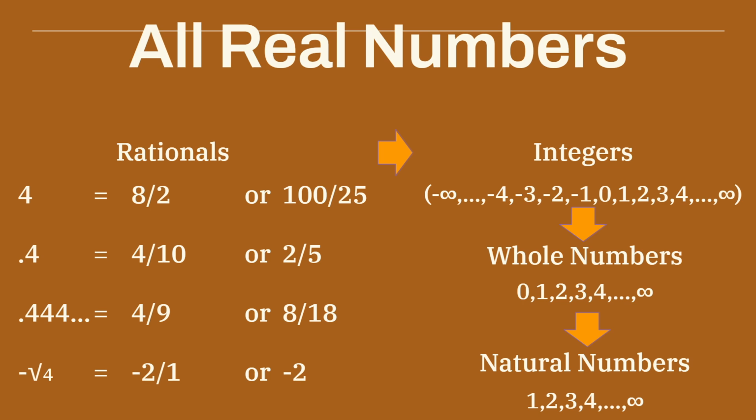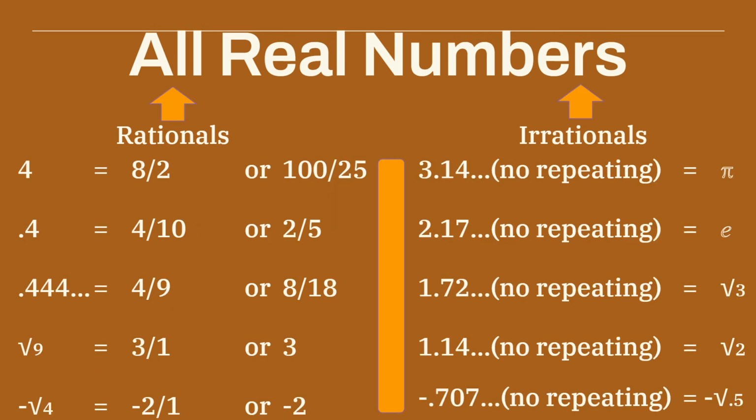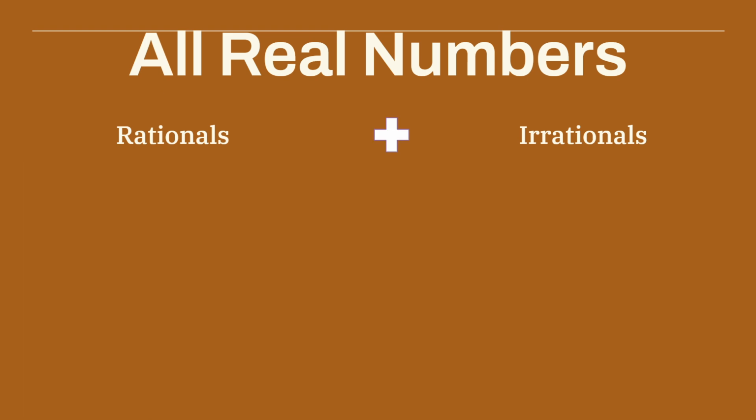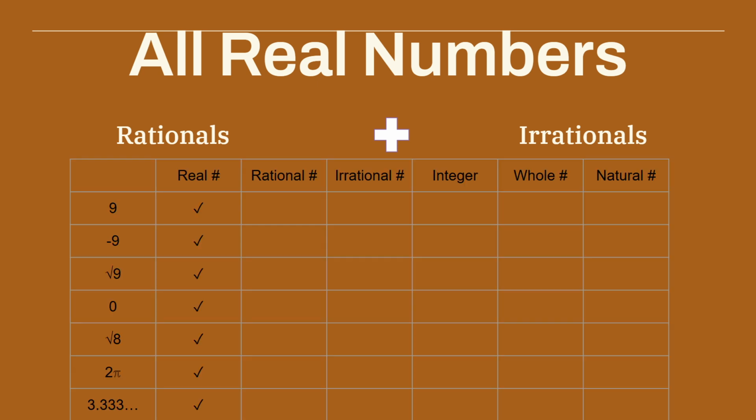In reverse, all the natural numbers are inside the whole numbers. And all the whole numbers are inside the integers, and all the integers are inside the rational numbers. And the rational numbers are all inside the real numbers, in addition to all the irrational numbers. So the real number system holds all your rationals and your irrationals at the same time. Irrationals plus rationals is all the real numbers.